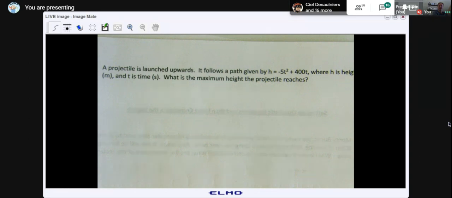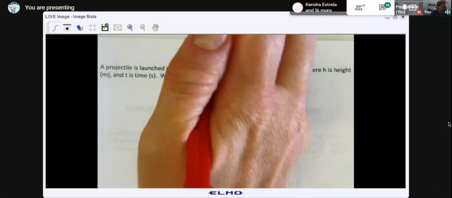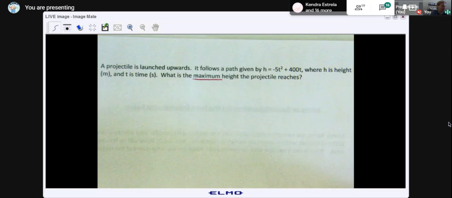Okay, a projectile, so a rock of some sort, is launched upwards. It follows a path given by h equals negative 5t squared plus 400t, where h is height in meters and t is time in seconds. What is the maximum height that the projectile reaches? Well, it's asking us for a maximum. That's asking us for the vertex.